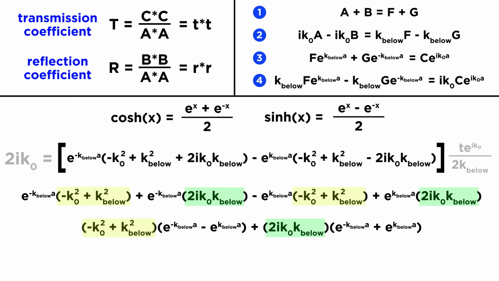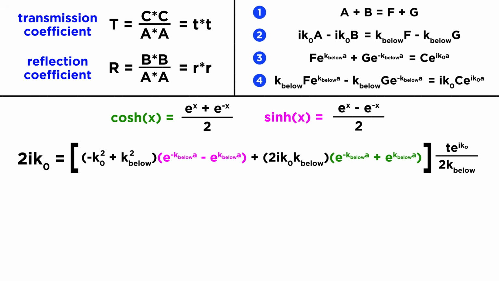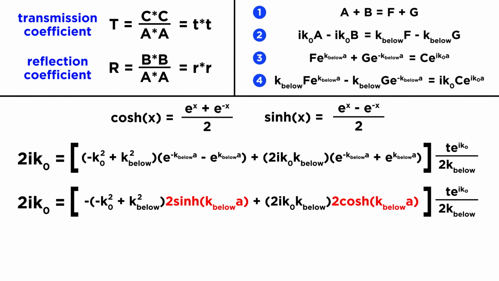Now we can regroup according to these two terms, factoring them out such that each resulting term involves a binomial with the two e terms, one of which is a difference and the other of which is a sum. Now this is where we get clever. We can replace these exponential terms with hyperbolic sine and cosine. But since the expressions are normally over 2, and here they aren't, we have twice the regular expression. So let's put 2 hyperbolic sine k below a and 2 hyperbolic cosine k below a.